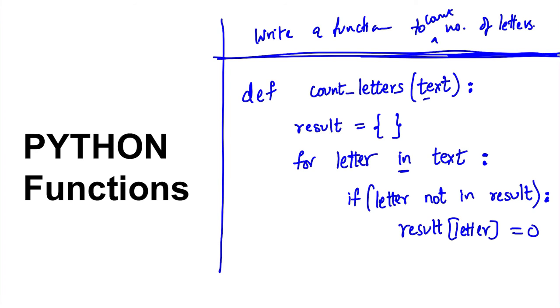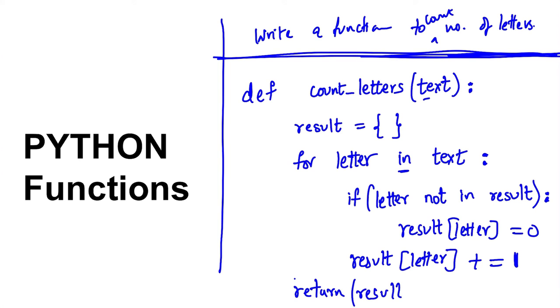Then, out of the indentation of the if condition but inside the indentation of the for loop, result of letter plus equals 1, which means an increment is being done. Then return the result, outside the for loop indentation also. Now return result. So basically what I am doing is counting the letters inside a text.